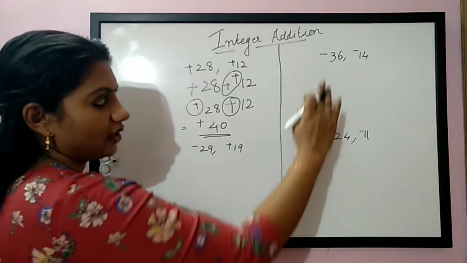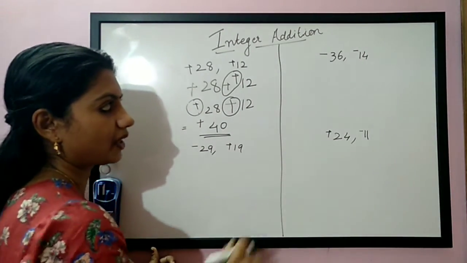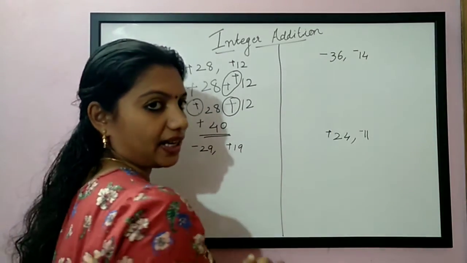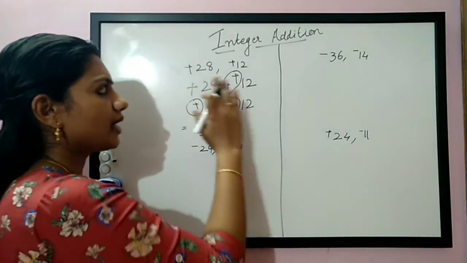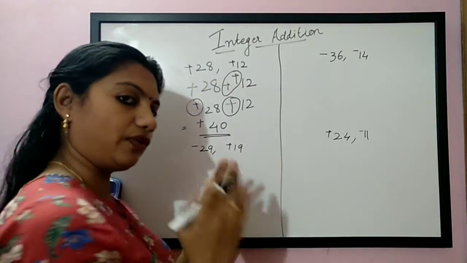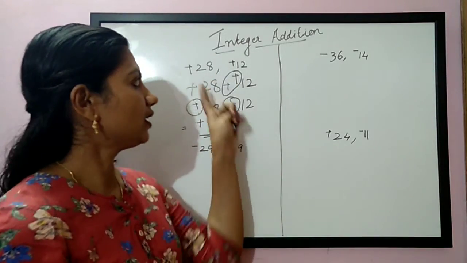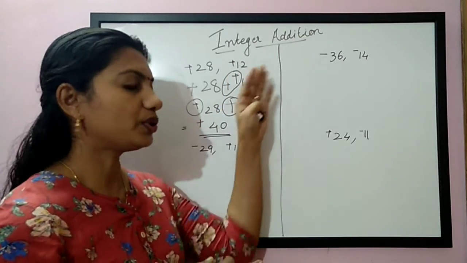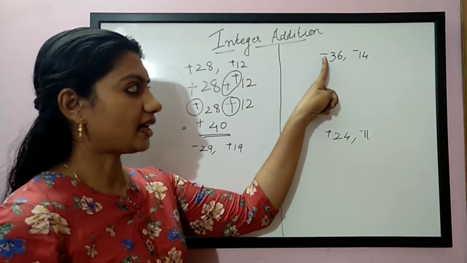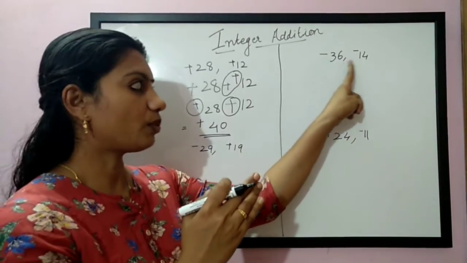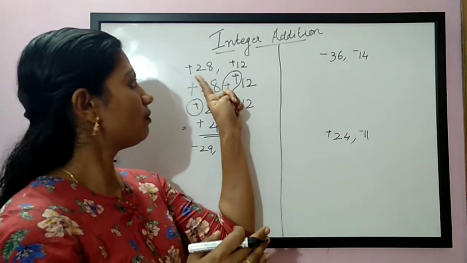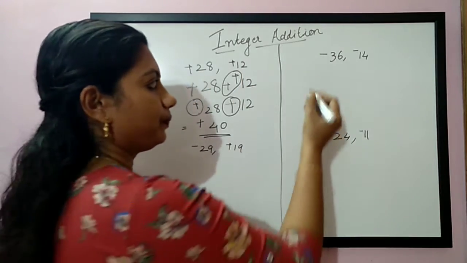Now let's look at two negative signs. When I have two numbers with negative signs, how do I add? Same as the positive sign. If you have two numbers to add, look at the sign. If those two signs are the same, you are going to add, and the sign will be the sign of both the numbers. If both are negative, it is negative; if both are positive, it is positive.